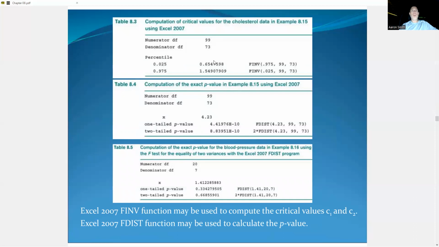And so here we can see some output. This is from Excel.